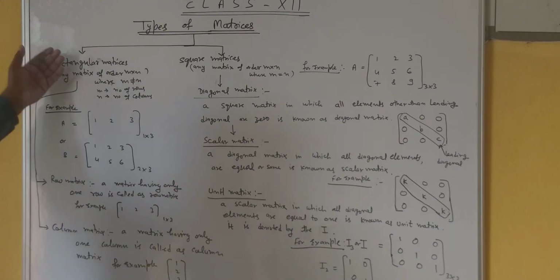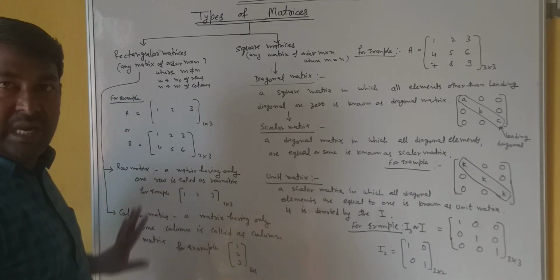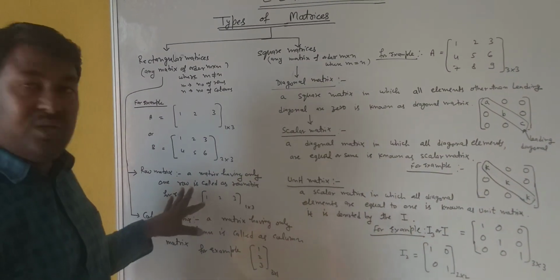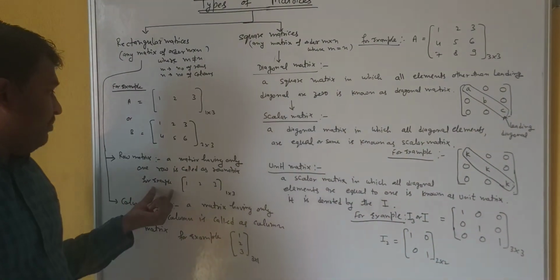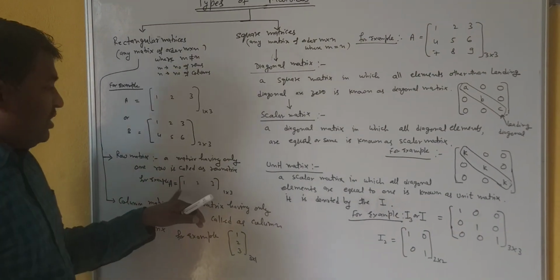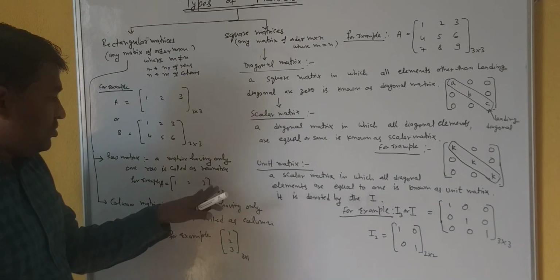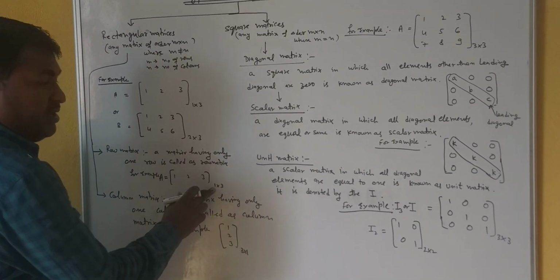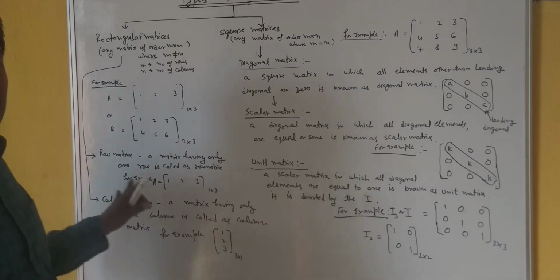Now, a rectangular matrix is further classified as a row matrix and a column matrix. A matrix having only one row is called a row matrix. For example, if there is a matrix A having only one row, with 1, 2, 3 as elements written in the first row, there is only one row and 3 columns, so the order is 1 by 3. So this is an example of a row matrix.